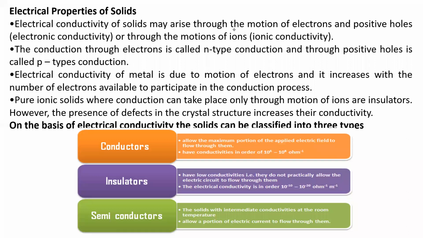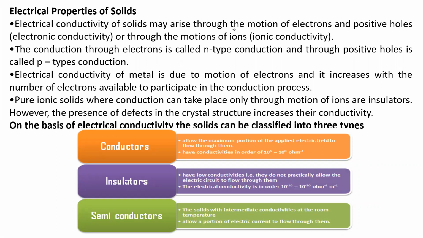The electrical conductivity of solids may arise through the motion of electrons and positive holes, or through the motion of ions, that is electronic conductivity, or by means of ionic conductivity, meaning either by the movement of electrons or by the movement of ions. The conduction due to electrons is called n-type conduction, and due to positive holes is called p-type conduction.